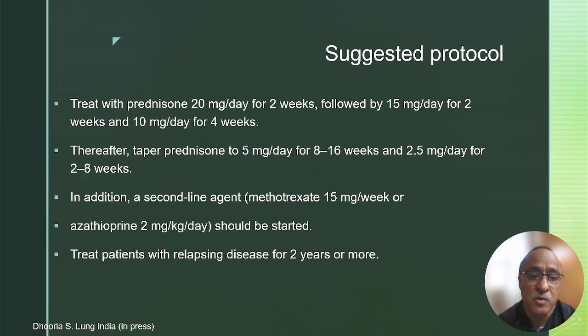So, the suggested protocol by Sajal is that we treat with prednisone for 2 weeks, followed by 15 milligrams per day for 2 weeks, 10 milligrams per day for 4 weeks. Thereafter, taper to 5 milligrams for 8 to 16 weeks and 2.5 milligrams for 2 to 8 weeks. In addition, a second-line agent, methotrexate or azathioprine, should be started. Treat patients with relapsing disease for 2 years or more.